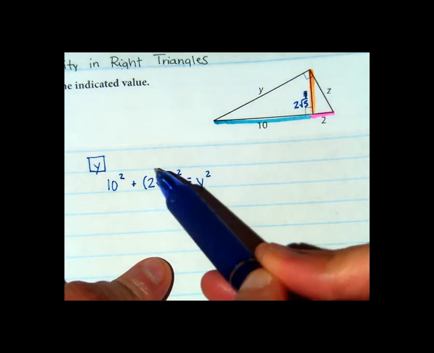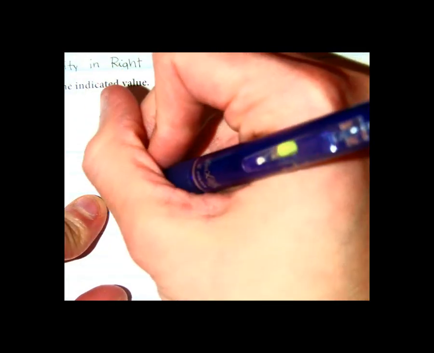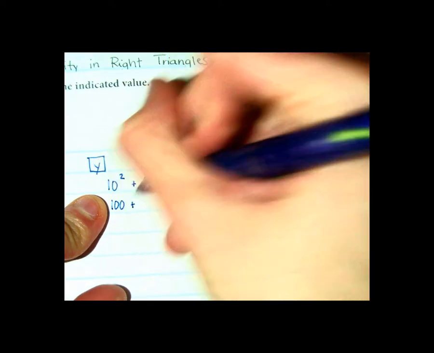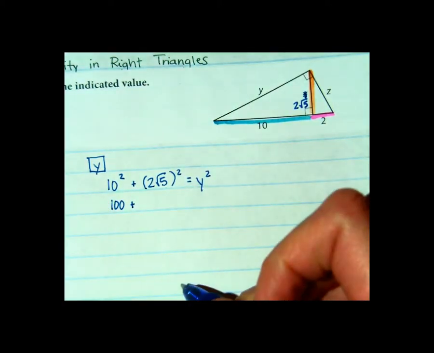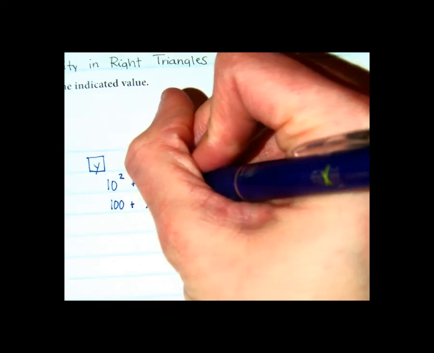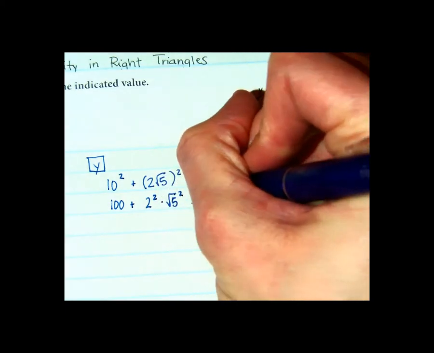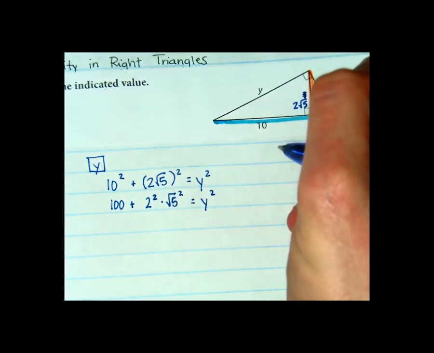Something you've probably not done before is this part right here. What is 10 squared? What is 2 square root of 5 squared? I will help you. It's the same as 2 squared times the square root of 5 squared. It is 20 is the answer.